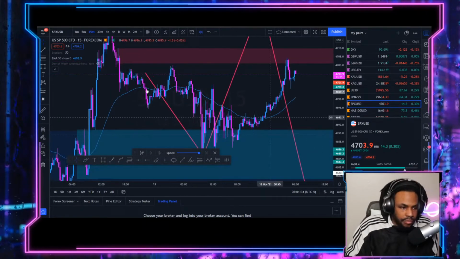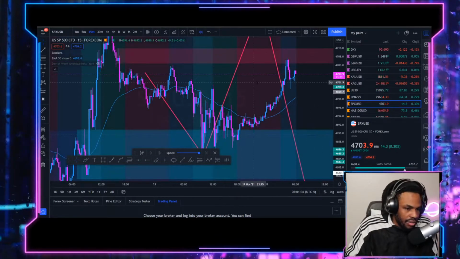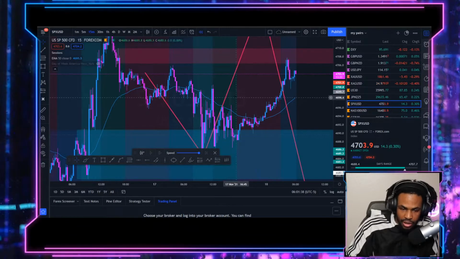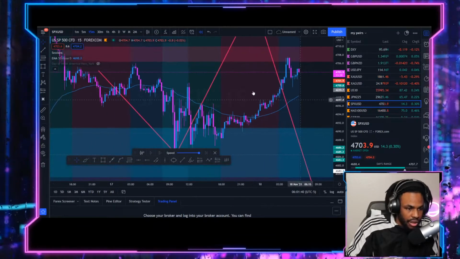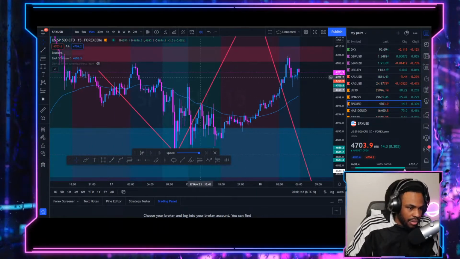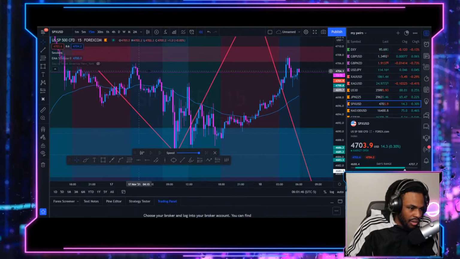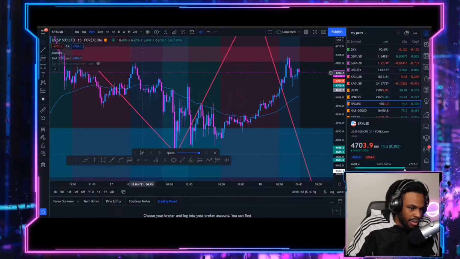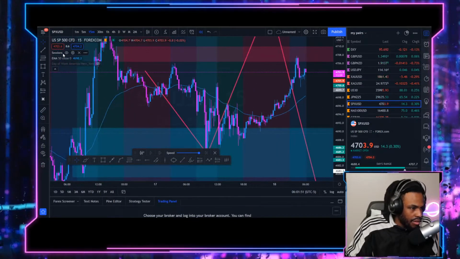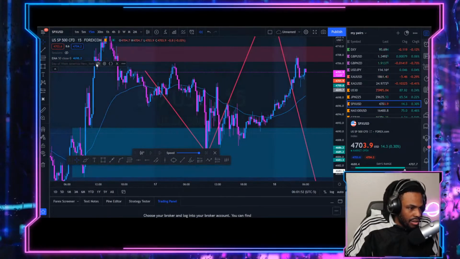Let's see. Yeah, the sessions indicator. I don't know if it shows up well on the screen. Red is Asian. This is the remaining of New York session. This is the New York London overlap, and this is London, and then you're back to your Asian. So yeah, that's all that is.